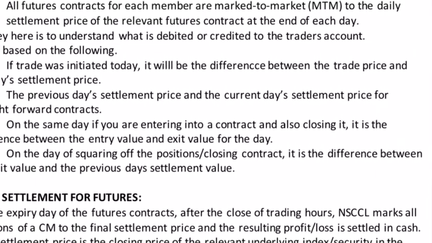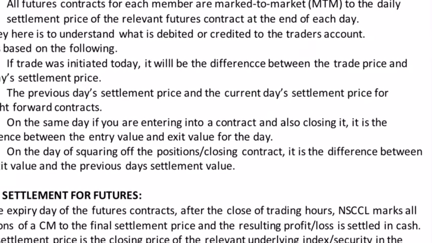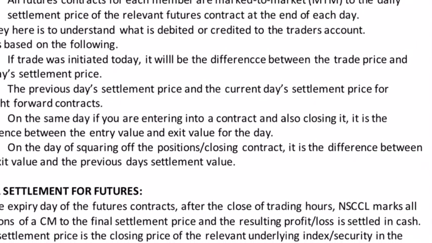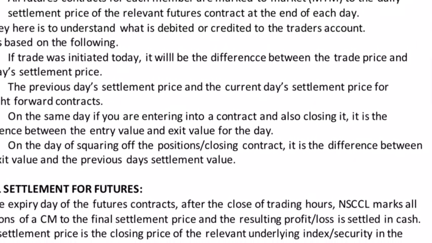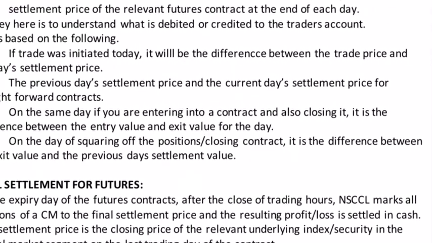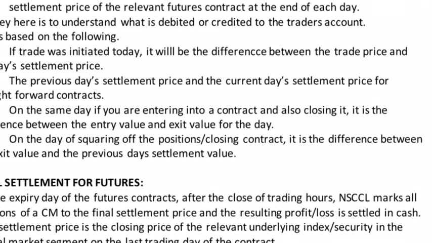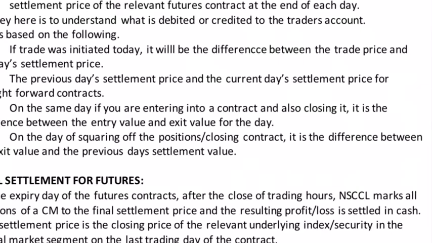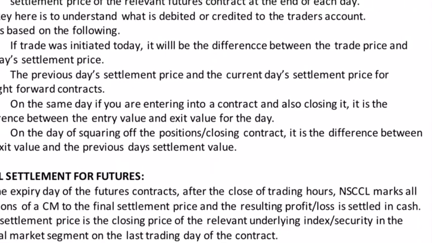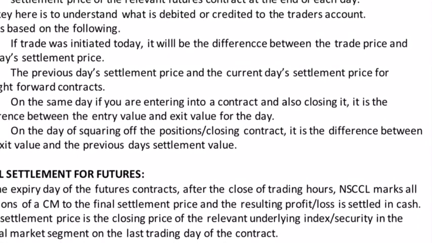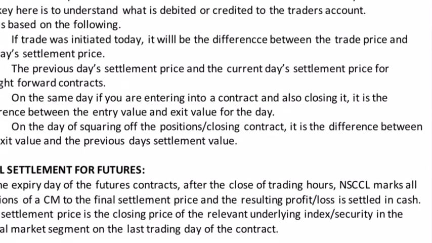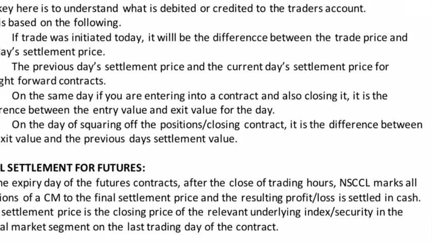If the trade was initiated today, it will be the difference between the entry value or trade price and the day's settlement price. Okay. If it's a continuous trade, a brought forward contract, that is, you have entered into the trade sometime back, in such a case, what will be debited or credited will be the difference between the previous day's settlement price, that is the end of the day price for the previous day, and today's settlement price, that is today's end of the day price. The difference between the two will be credited or debited from the trader's account.